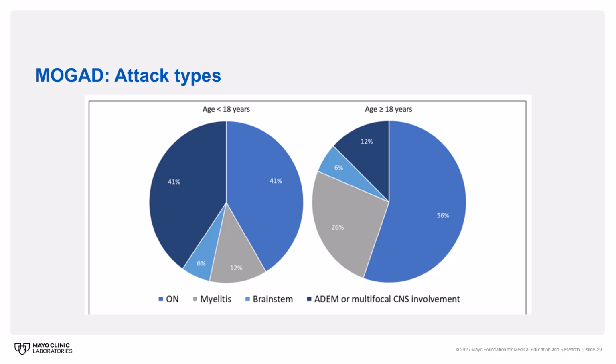So what about MOGAD? Well, MOGAD is interesting in that about a quarter of patients will be less than 18 years at onset. And what you can find is that the attack types, one is called acute disseminated encephalomyelitis. MOG antibodies are present in about 50% of that. And then children can also have optic neuritis. And then when you get into adulthood, optic neuritis really dominates the picture of attacks, but also myelitis becomes a little bit more frequent and ADEM becomes a little bit less.